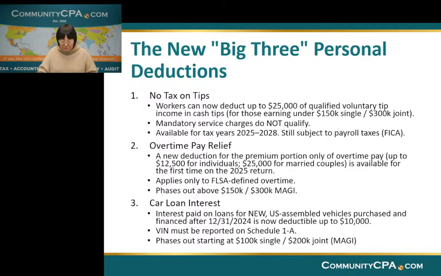So interest paid on loans for new U.S. assembled vehicles purchased and financed after December 31st, 2024, which means January the 1st, 2025, right? Which means as the year 2025, if you bought a new U.S. assembled vehicle in that year, you financed it. So now you can deduct the interest expense related to that up to $10,000. Of course, if you paid in cash, you don't have that. But if you have an interest expense that you're paying, then you got a deduction.